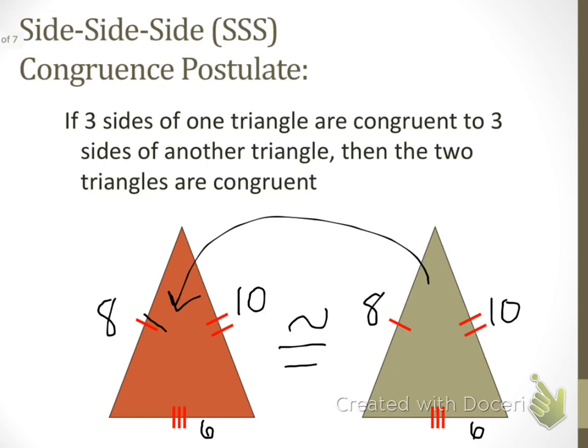The reason is side, side, side. These sides all match one another. So if I'm going through this, I see that this side 8 matches with this side 8 over here, this side 10 matches with this side 10, and this side 6 matches with this side 6. So we say that this is congruent by side-side-side.